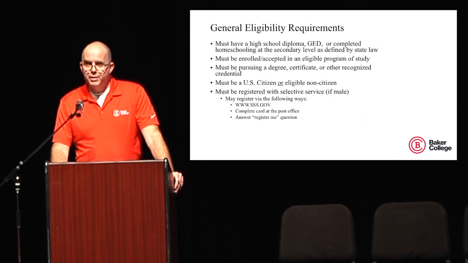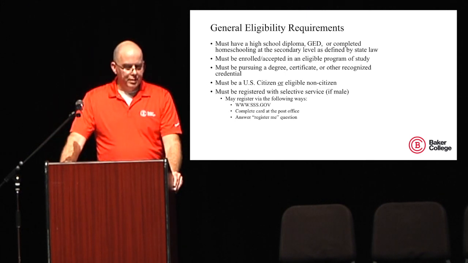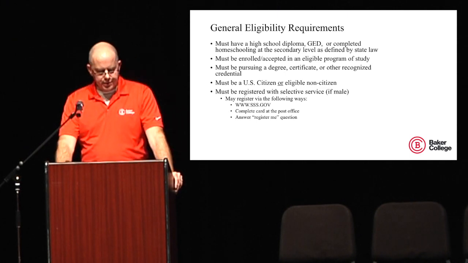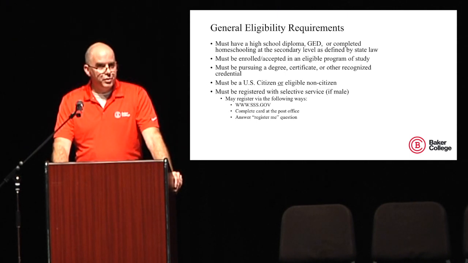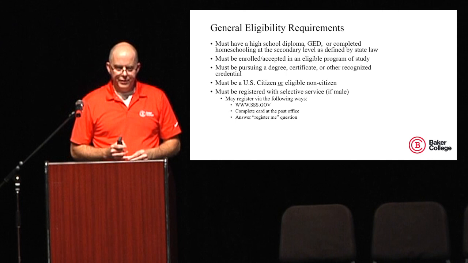To receive financial aid, your student has to meet general eligibility requirements. The student has to have a high school diploma, GED, or completed homeschooling at the secondary level as defined by state law. The student has to be enrolled or accepted in an eligible program of study. The student must be pursuing a degree, certificate, or other recognized credential. The student has to be a U.S. citizen or eligible non-citizen.